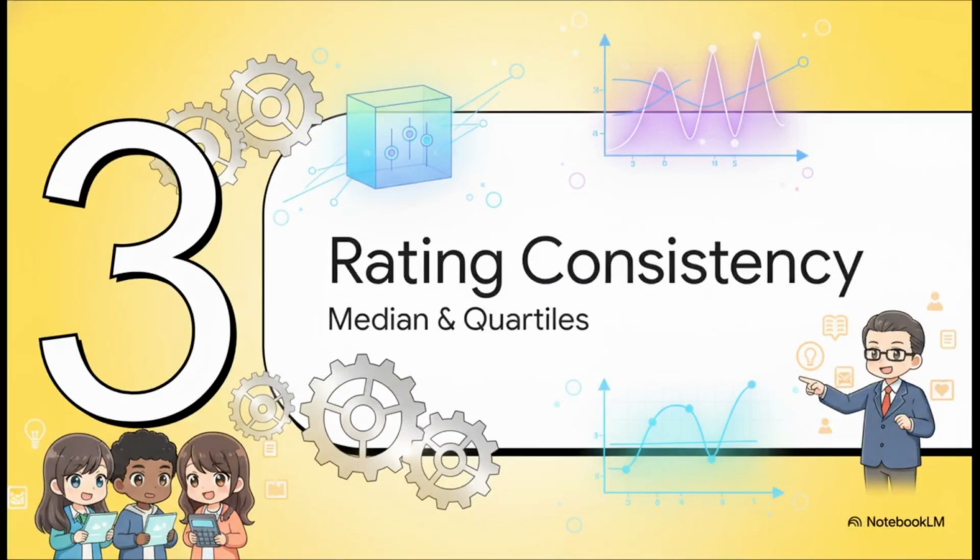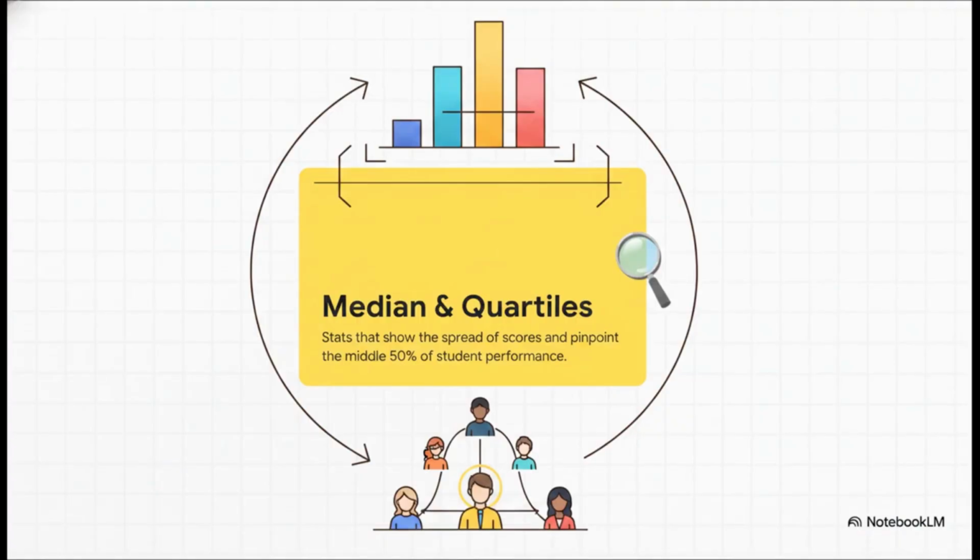All right, our chart is drawn, and it looks professional. Now, let's use it to do some post-game analysis. It's time to rate your consistency using the median and the quartiles. I want you to think of these stats as your consistency rating. The median is your typical score, the dead center of your performance. The quartiles, well, they show us the spread and help us find that middle 50% of the team.